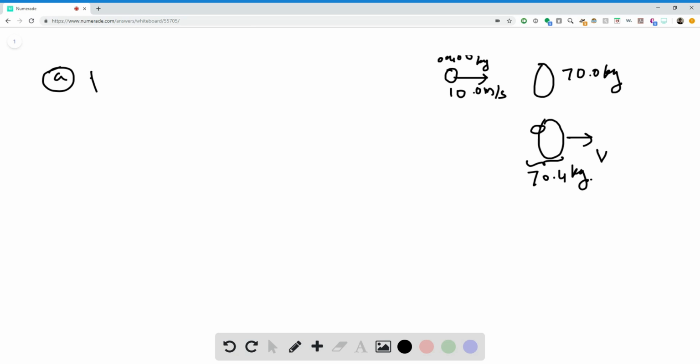Now, the initial momentum before the collision is simply the momentum of the object that is moving. So that's mass, which is 0.4 kilogram, multiplied by the velocity, which is 10 meter per second, which is 4 kg meter per second.